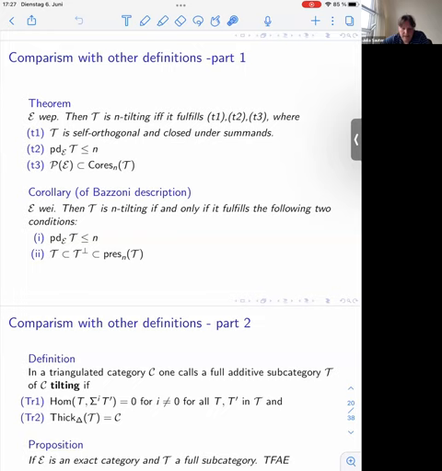That's actually, in this case, some work to prove that this is equivalent to the other definition. And if E has enough injectives, then T is N-tilting if and only if it fulfills projective dimension smaller or equal N, and we have the Bazzoni condition, and the finitely co-resolving condition is automatic. We don't have to do anything because of the injectives.